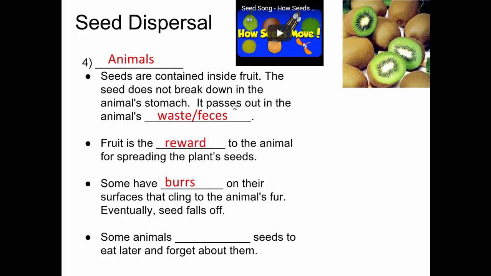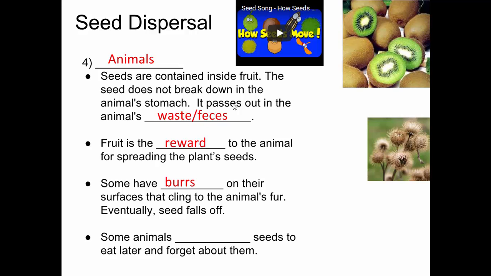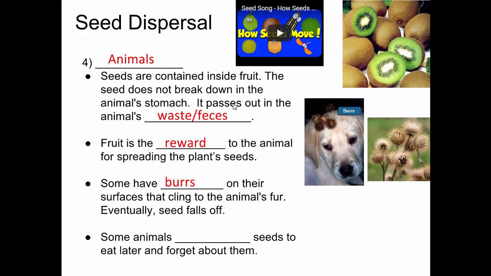Some seeds have burrs on them, like you're familiar with burdocks, right? You've seen these. This is another means of seed dispersal. These burdocks have seeds inside of them. They cling to an animal's fur. Eventually, they fall off, and the seeds have been dispersed.